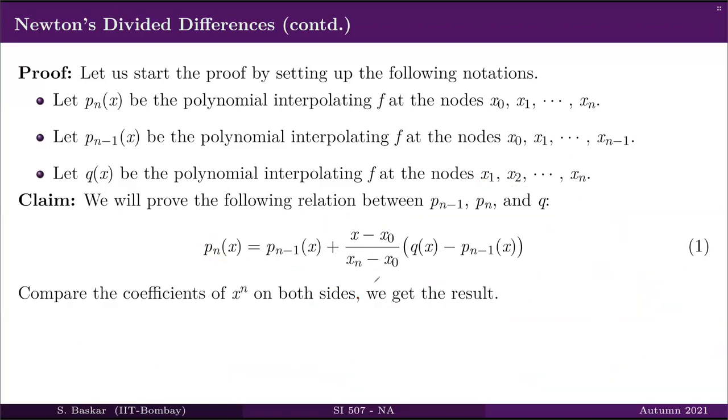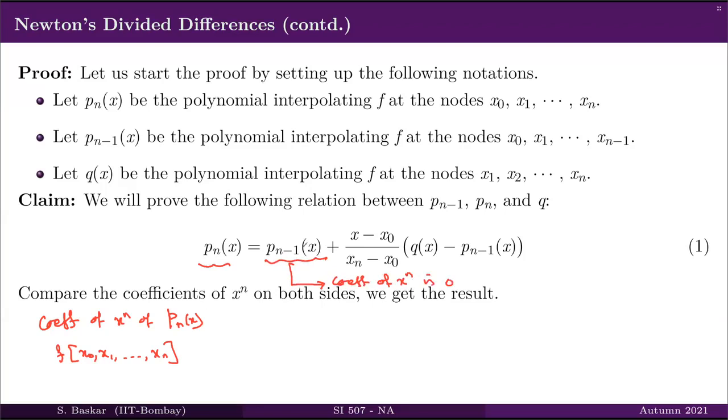Now let us compare the coefficients. These two are same polynomials, therefore all their coefficients have to be the same. So when you compare the coefficient of xn for the polynomial Pn of x, that is by definition the nth order divided difference, right? Now let us see what is the coefficient of the highest degree, that is xn, for the right-hand side polynomial. For the first term, the coefficient of xn is zero because this is a polynomial of degree less than or equal to n minus one, right? Therefore, its coefficient of xn should be zero.